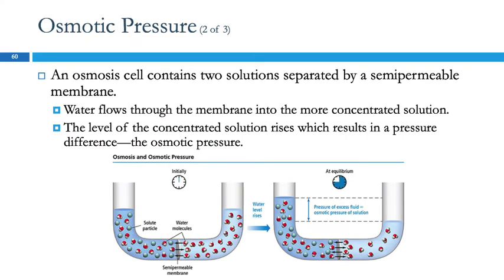So here is an osmosis cell. It's this U-shaped tube, and here is a semi-permeable membrane that allows water to pass through, but not the other solutes. So here we have an aqueous solution with solute particles. Could be sugar, could be salt, could be all kinds of things. And over here we have just plain water. So what's going to happen is there's going to be a net shift or movement of water to this side.